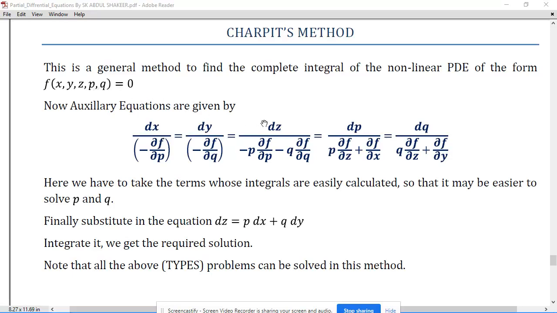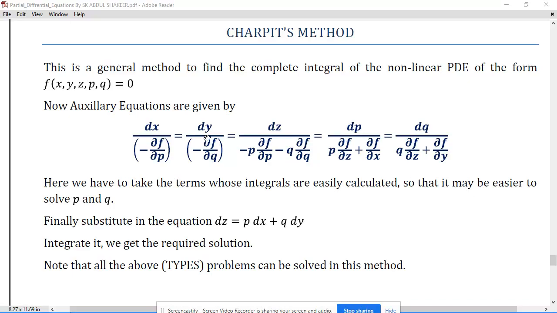So here we have to remember this formula, that is the auxiliary equation of Charpit's method. The formula is dx upon minus dou f by dou p is dy upon minus dou f by dou q is dz upon minus p dou f by dou p minus q dou f by dou q, is dp upon p dou f by dou z plus dou f by dou x, is dq upon q dou f by dou z plus dou f by dou y. Without this, we can't do anything.